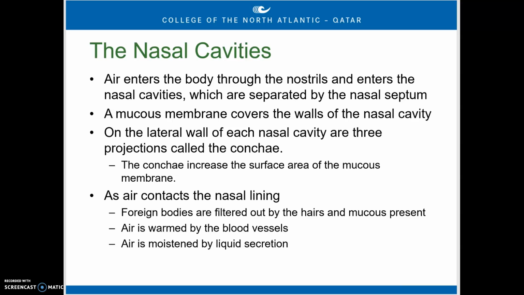On the lateral walls, so on the side walls of each nasal cavity, there are these projections called the conchae. What these do is they serve to increase the surface area. If we've got more surface area in the nasal cavity, we've got more mucous membrane, which means we're going to have more lymphoid tissue there, so a bigger chance of intercepting anything with our immune system before it gains entry to the body.